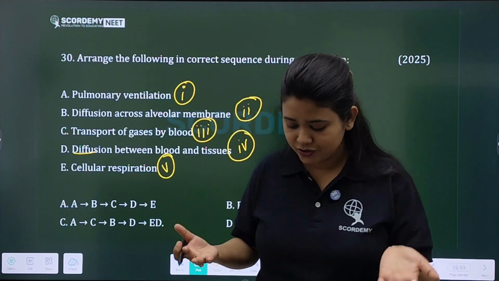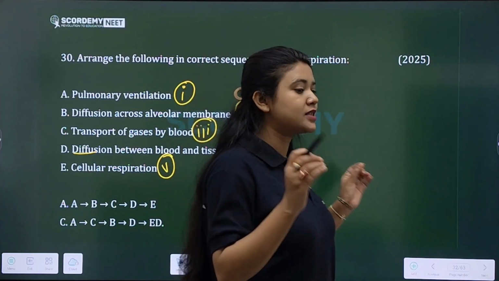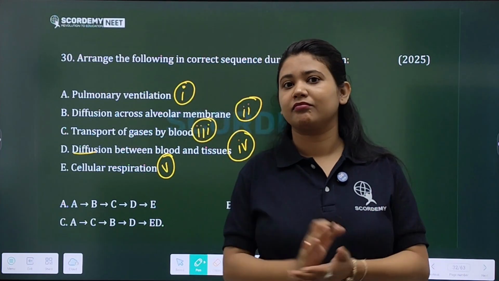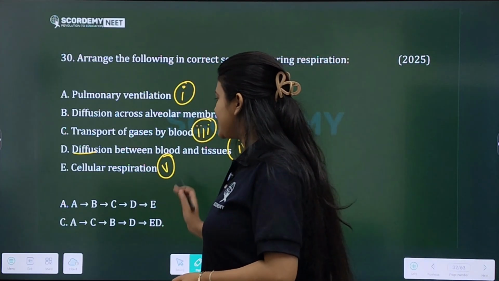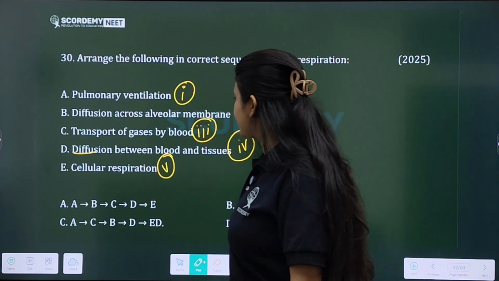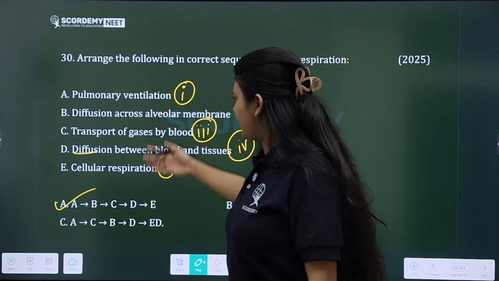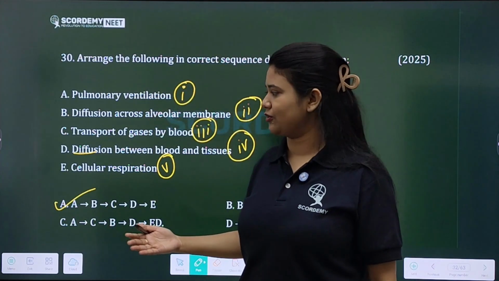They are going to release energy in the form of ATP molecules, and finally they are going to release the waste products that are being produced during your respiration, again back to the bloodstream. So this is the correct sequence. Answer will be your option A.